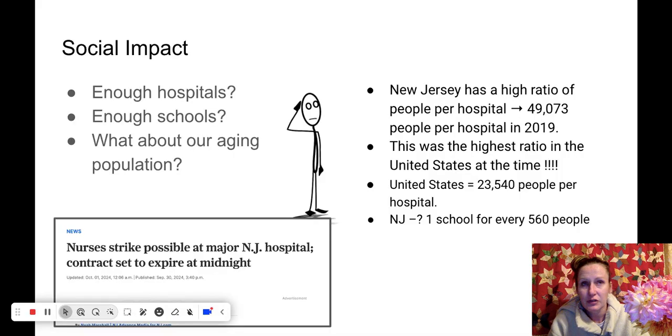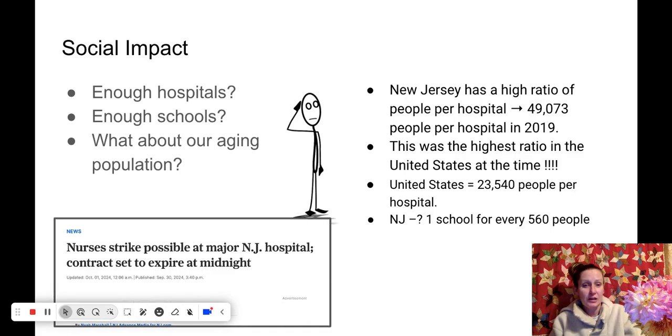Or if you're in like South Dakota or something, maybe you're going to travel a lot further to get to a hospital, but there's more hospitals per people. But if you think about it, it sort of makes sense if the population is so low and you need one every so often. The United States, just so you get an idea, the overall average is just 23,000 people per hospital. So we're over double that.